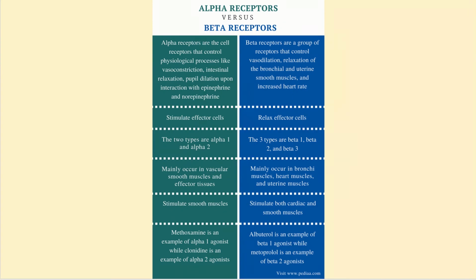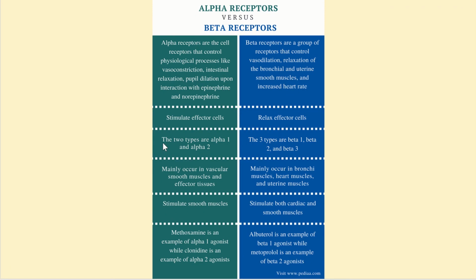So I found this table that I just wanted to share, the alpha receptors versus beta receptors, right? So this is kind of a summary again. Here, alpha receptors are the cell receptors that control physiological processes like vasoconstriction, intestinal relaxation, and pupil dilation upon interaction with epinephrine or norepinephrine. And the beta receptors are the group of receptors that control vasodilation, relaxation of the bronchial and uterine muscles, and increased heart rate. So the alpha stimulate effector cells, and the beta relax effector cells, right?